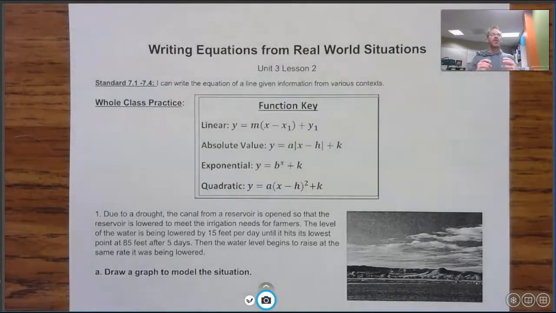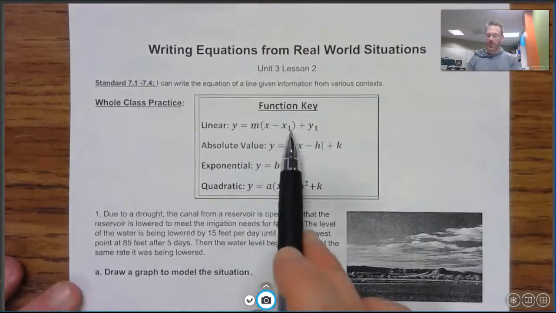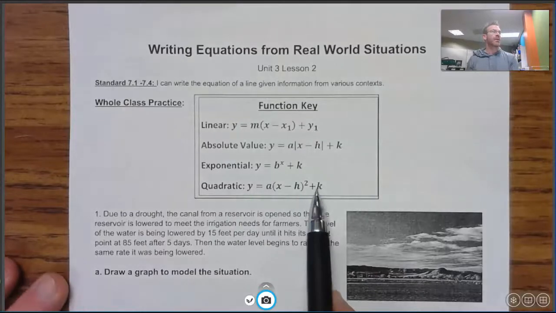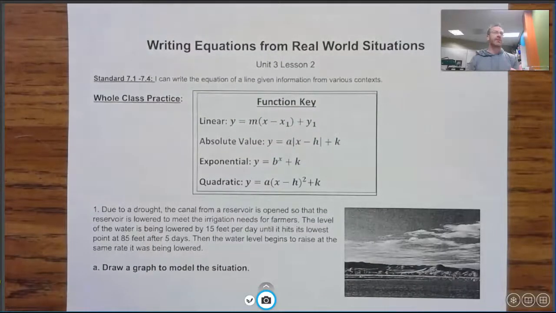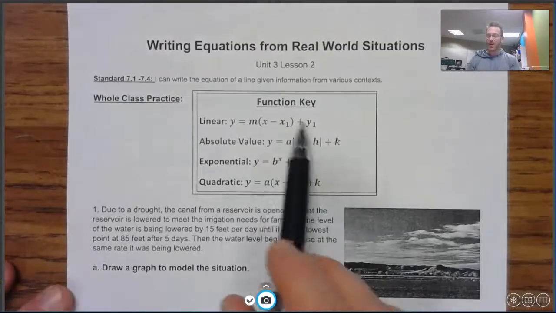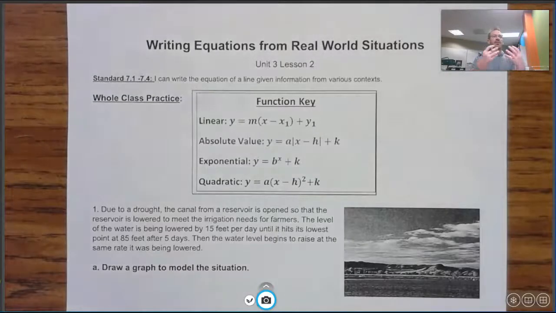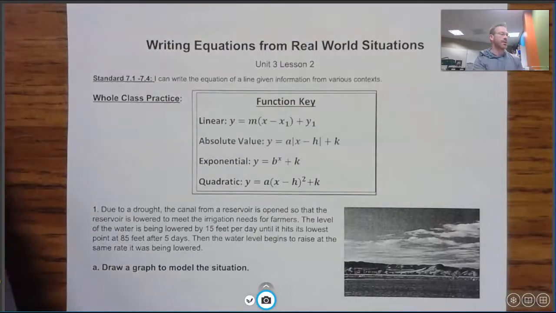So the good news is there's nothing really new to teach you. If you look at our function key, we're still writing the equations of our four functions here. When we do that, we still need the same information that we've been using, whether that's from a graph or from a table of values. We still have to find those key pieces that go into our equations. The difference now is that we're going to extract that information from words. So we have to pay attention to key pieces of the problem as we read through it.